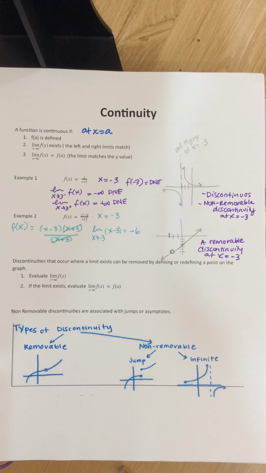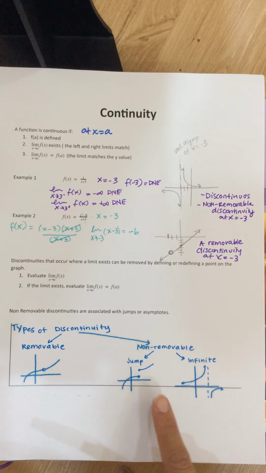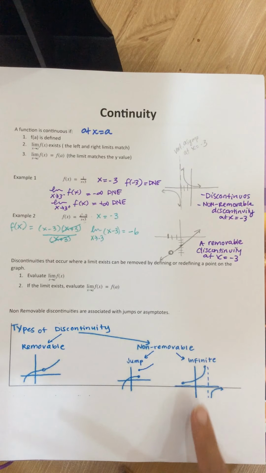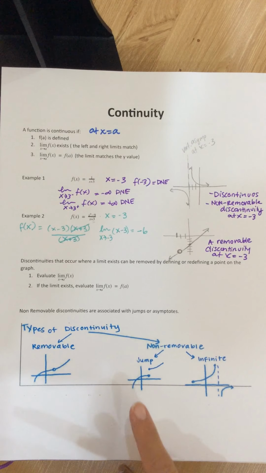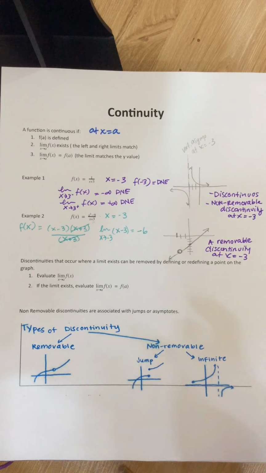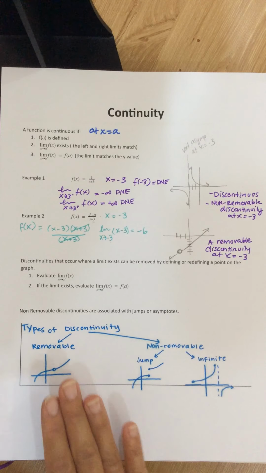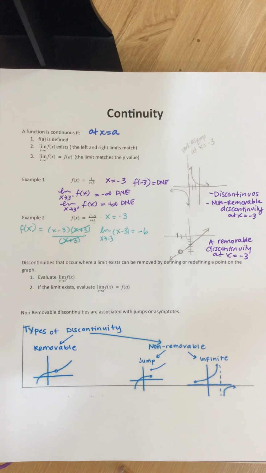So non-removable discontinuities are associated with jumps or asymptotes. Just like these examples, if there is a hole, that's a removable discontinuity. If there is an asymptote, like this infinite one we drew up here, that's non-removable. If there is a jump, that's also non-removable. Why? Because the value of the limit from the left is different from the value of the limit as you approach from the right. So just knowing that some discontinuities are removable, some are non-removable, and these pictures should help you with that.